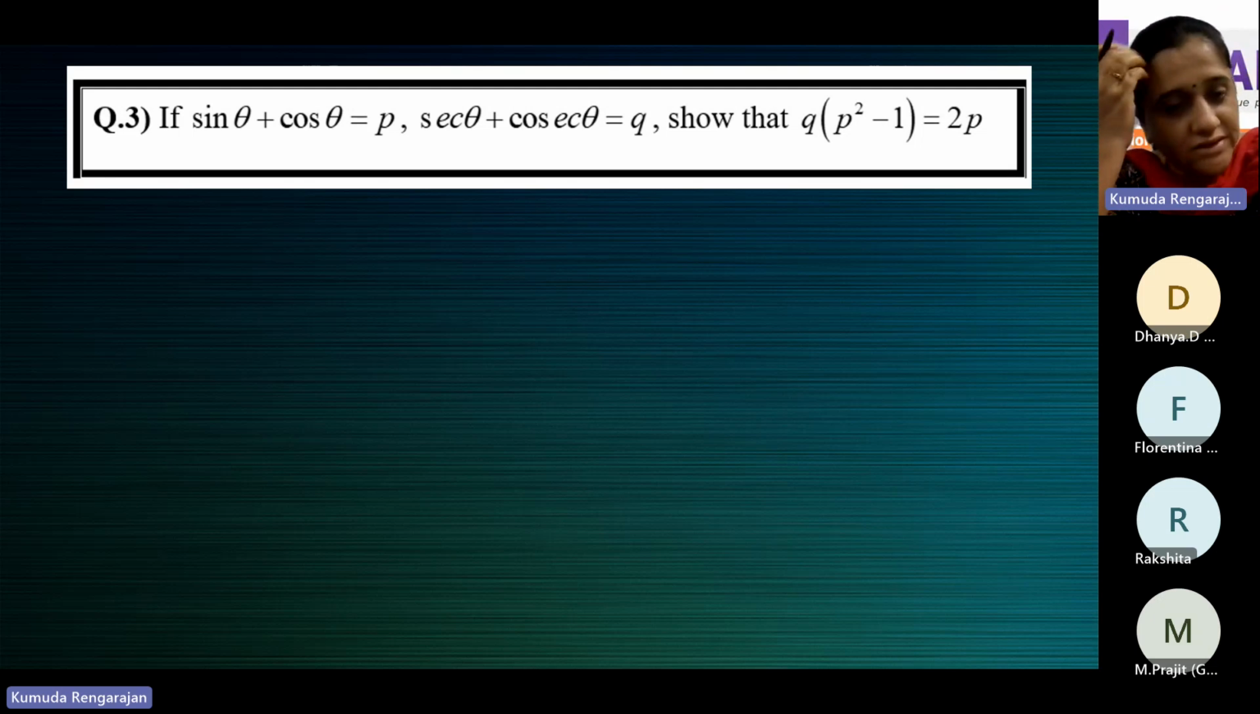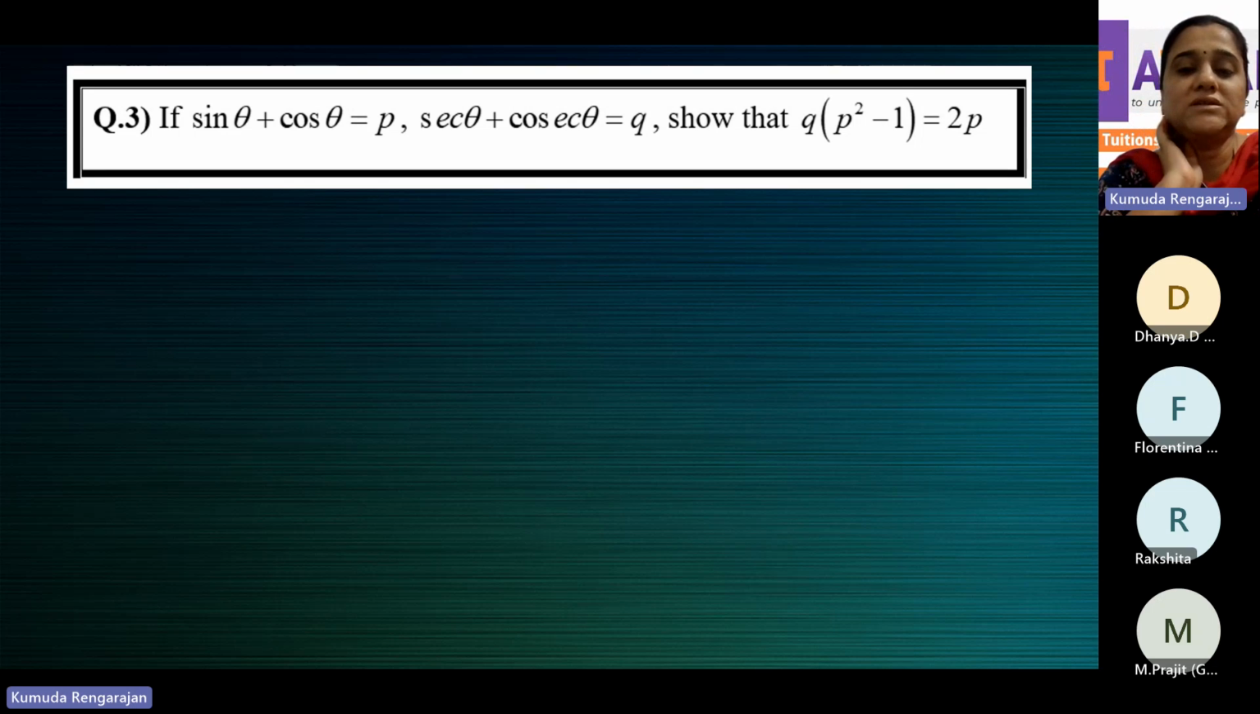Okay, so here, if sine theta plus cos theta is equal to P, and secant theta plus cosecant theta is equal to Q, show that Q into P square minus 1 is 2P. We have an expression for Q and also for P. Take up the LHS, which is Q into P square minus 1, and substitute the expressions. When you work that, you must get the RHS as 2P. Take down the question.